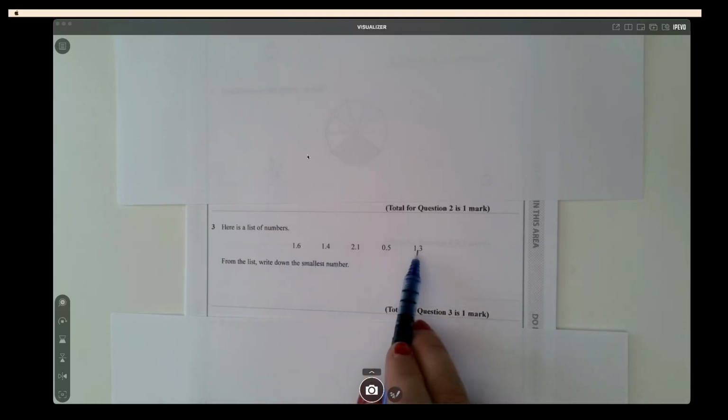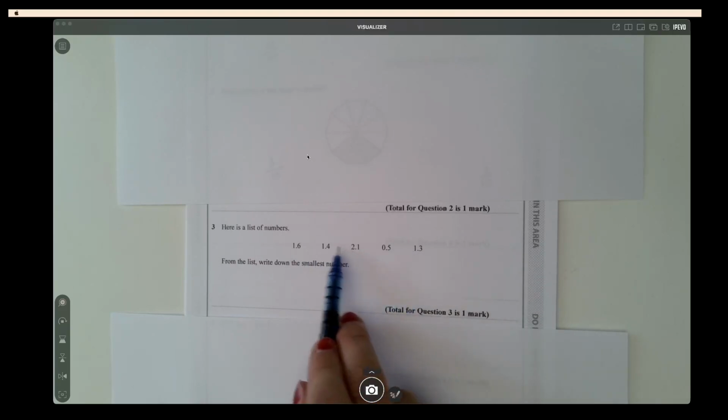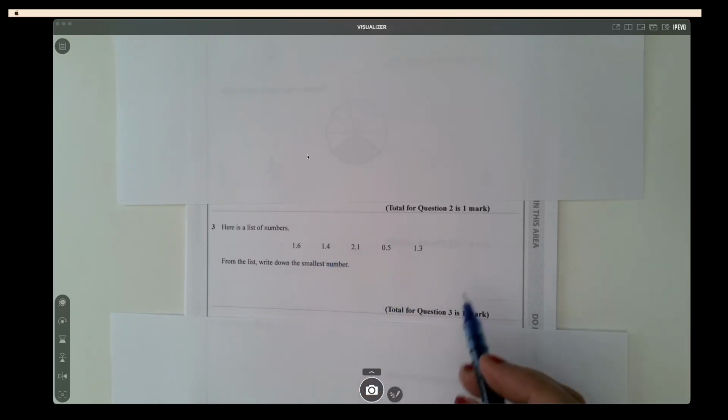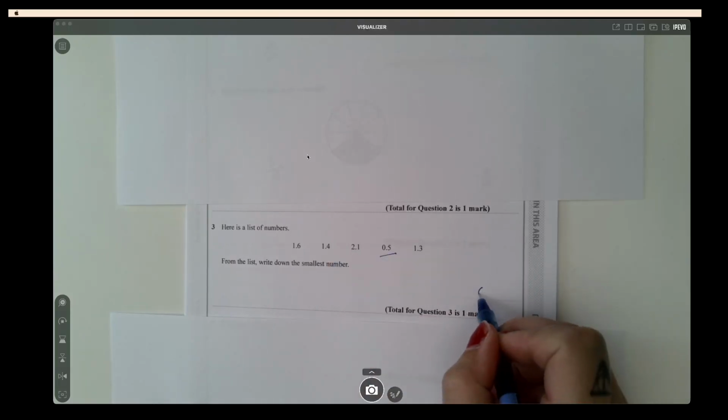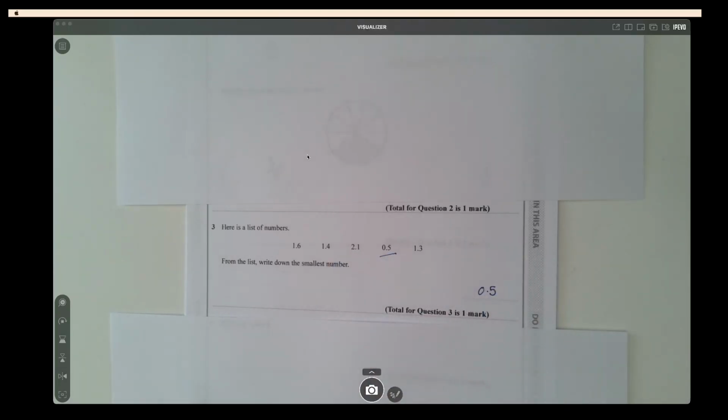So 1, 1 and 1 are the same first digit. 2 is higher than 1, 0 is less than 1. So 0.5 is the smallest number.